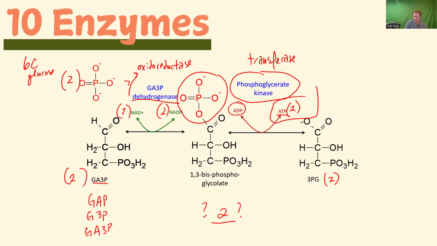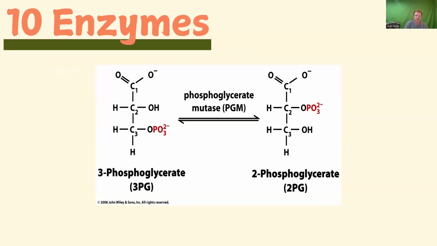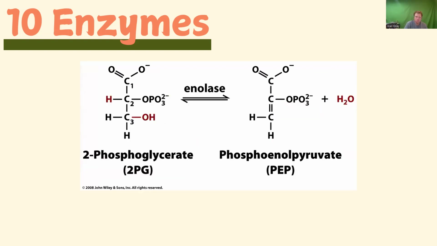We've still got a phosphate floating around on this molecule. That 3-phosphoglycerate, we're going to rearrange it to make 2-phosphoglycerate, or 2PG. This is an isomerase. We're just moving the phosphate from carbon 3 onto carbon number 2. Now, that phosphoglycerate mutase that does that reaction primes everything for this 2-phosphoglycerate to then be acted on by this enzyme enolase.